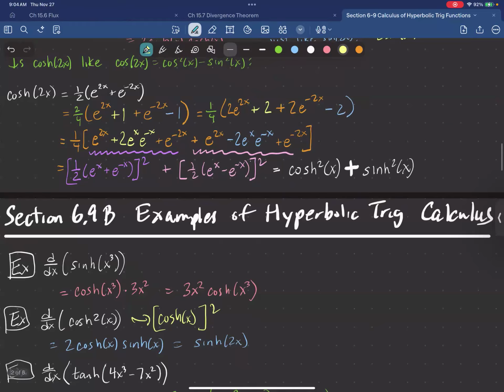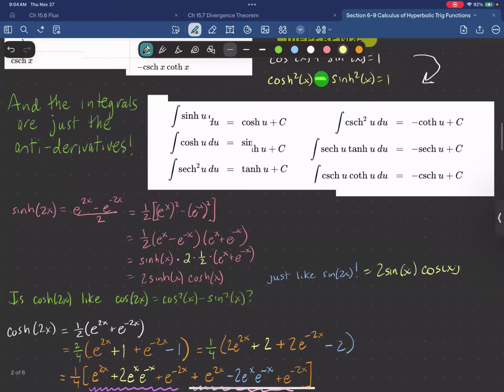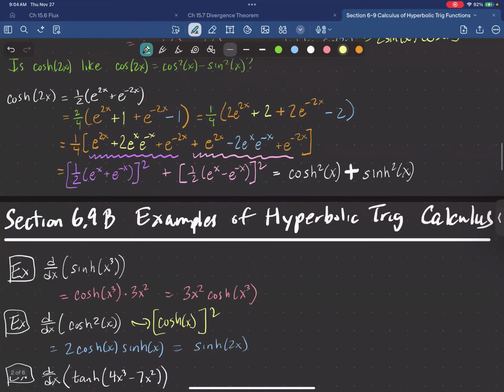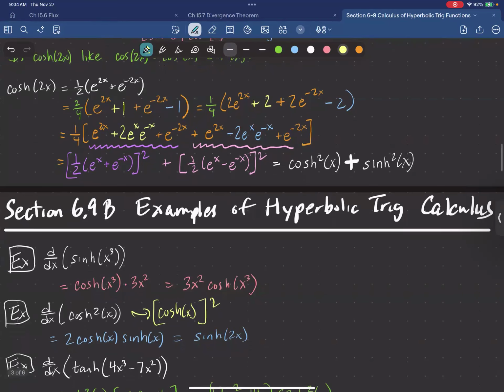Why don't you guys try this one? Pause the video, take the derivative of hyperbolic tangent. Remember, you've got the equations up here. They are the same other than the signs. Sine, cosine, tangent all have positive derivatives, and the other three have negative ones. All right. Tangent goes to secant squared, so tangent goes to sech squared, or hyperbolic secant squared.